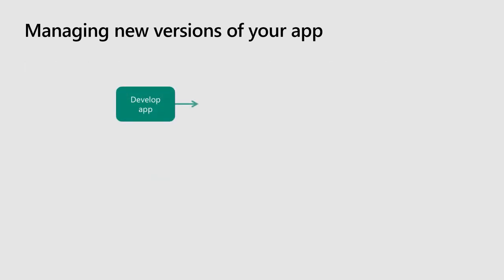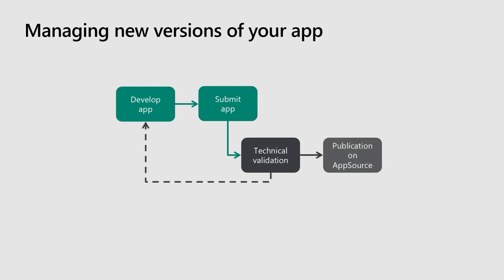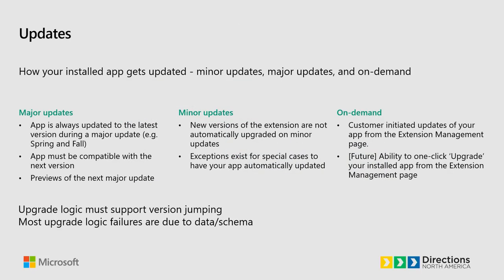We go through the submission process again, but not the whole thing. It's actually a much reduced one. You've developed your fix. You submit your app. We go through technical validation again to make sure that everything is still good to go. And then, boom, published on AppSource, and people can start taking it and start uptaking it. So then we get to updates.